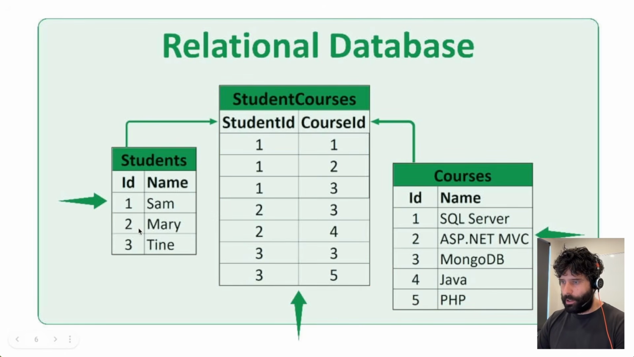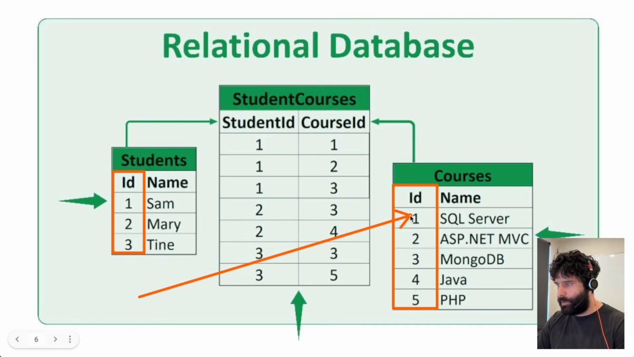So if we break this down a little bit more, this first column here is the primary key of this specific table. In the students table, we have Sam with the primary key ID of 1, Mary is ID 2, and Tyne is the ID of 3. And then looking at our courses table, the primary key is over here. So we have SQL as ID 1, ASP as ID 2, MongoDB as ID 3. In both of these cases, this is the primary key because it serves the purpose of making each record unique within that specific table.